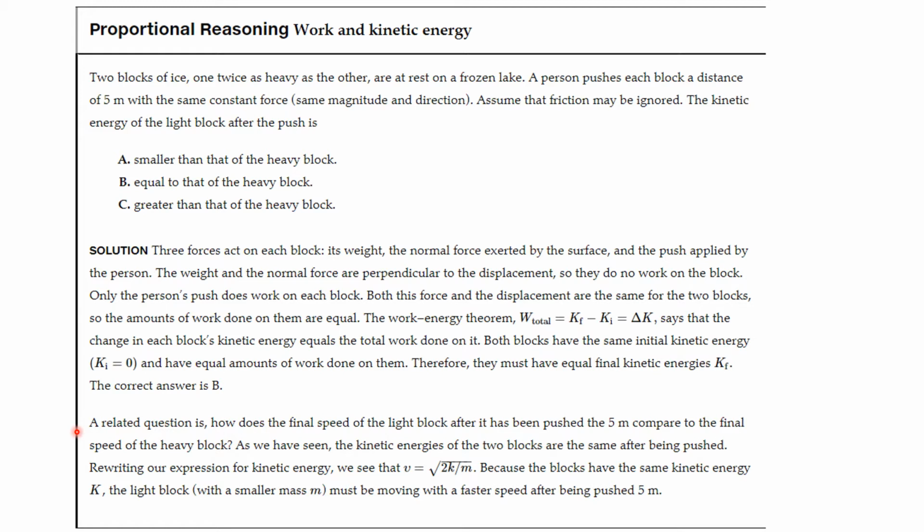Now, a related question is, how does the final speed of the light block compare after it has been pushed 5 meters with the final speed of the heavy block undergoing the same 5 meters of work? As we have seen, the kinetic energies of the 2 blocks are the same after being pushed, but because one block is heavier than the other, the masses are different. And so, because the blocks have the same kinetic energy, the light block with a smaller mass must be moving at a faster speed after being pushed 5 meters.